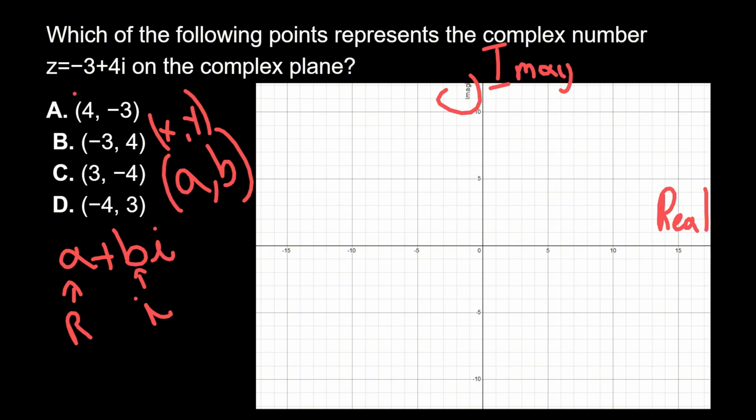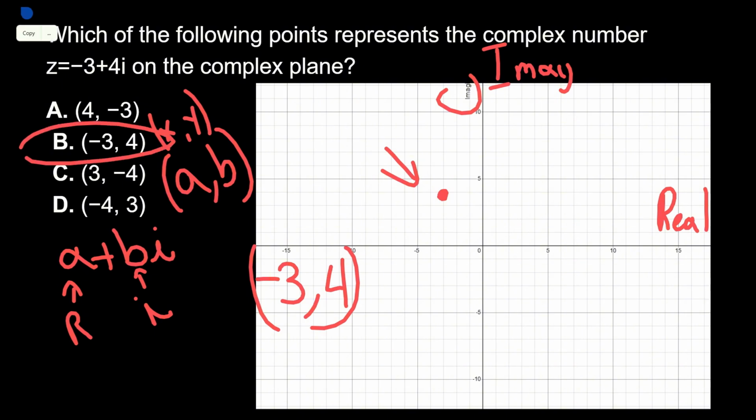So in this problem, negative 3 plus 4i, what is my value of a? Well, it's negative 3, and my value of b is 4. And so I can graph that. I mean, I already have the answer, but I'm going to graph it anyway. Negative 3 and 4. Boom. There's my answer right there. So b, negative 3 and 4.